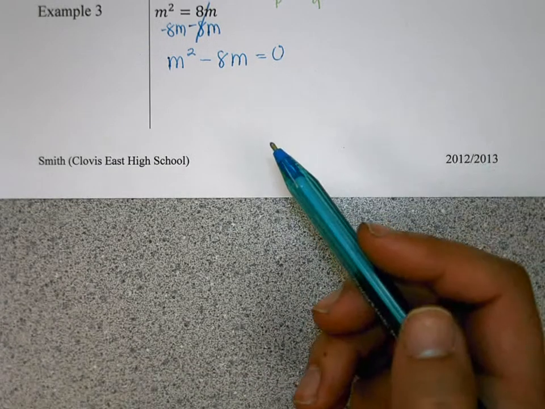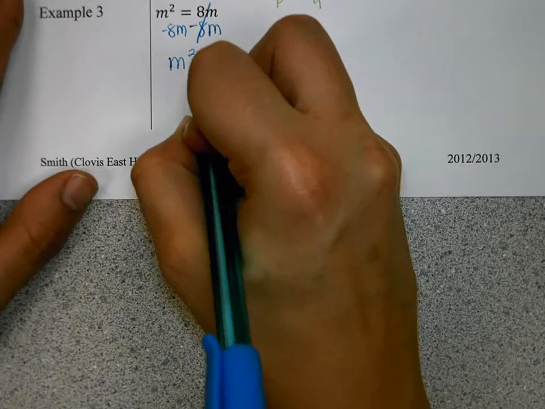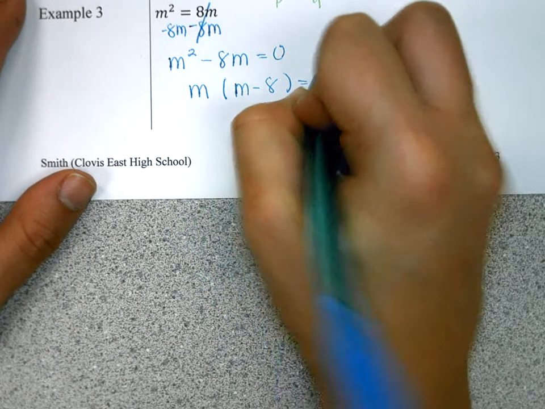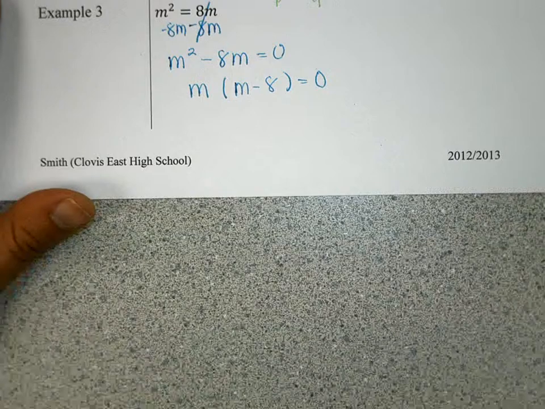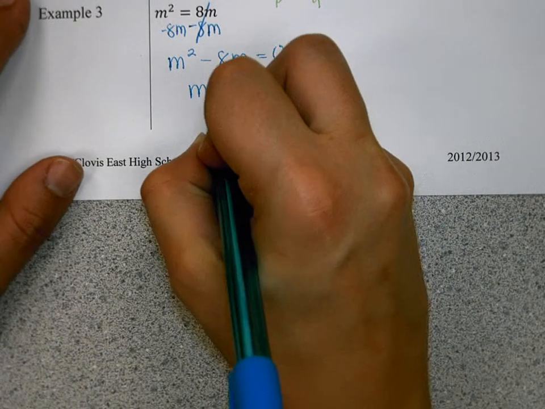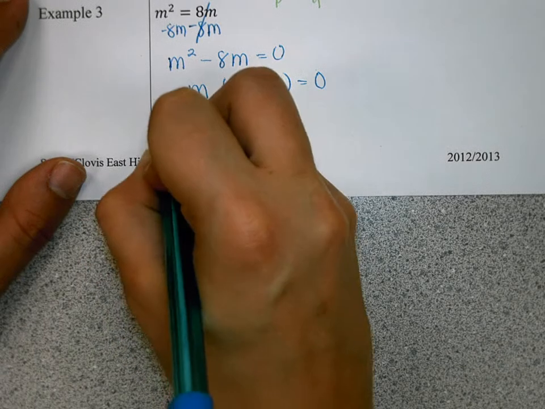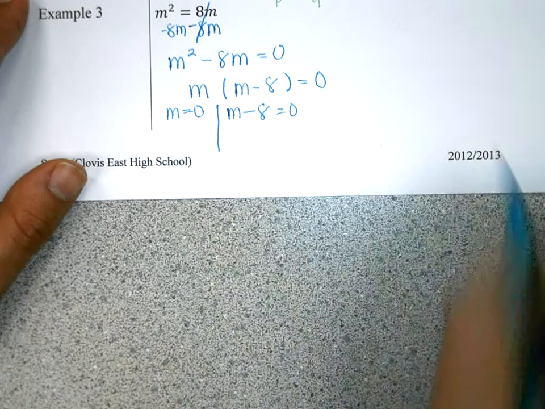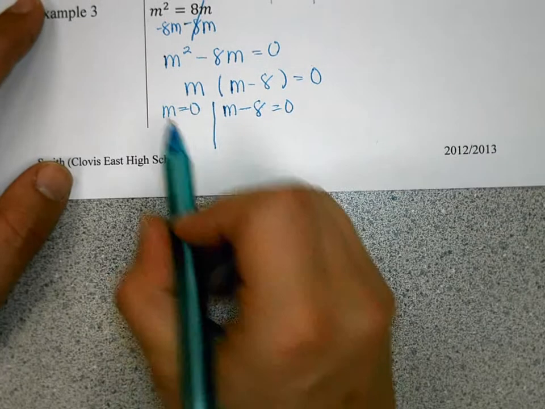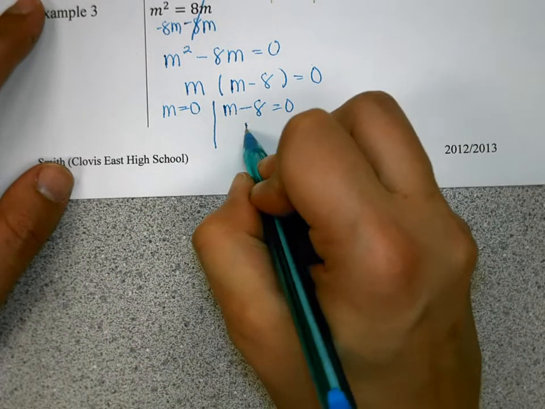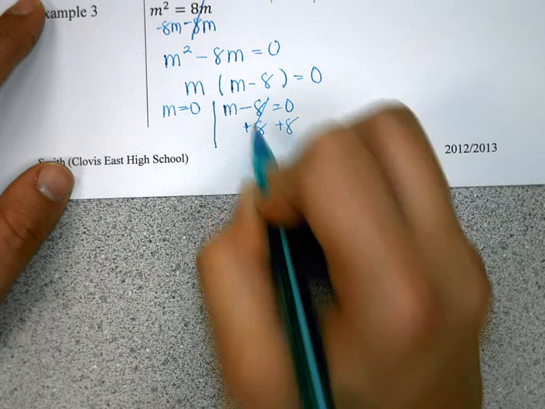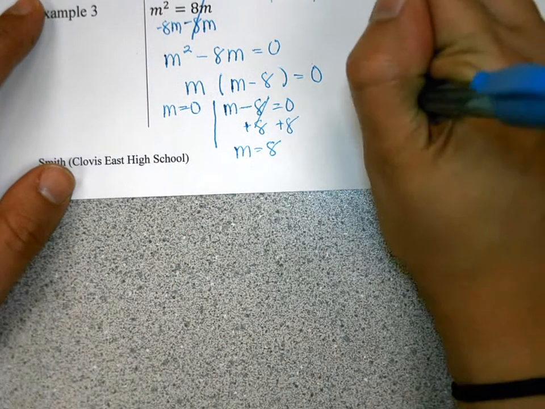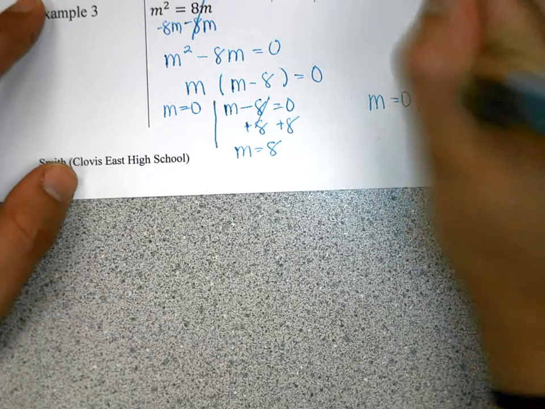Now I can factor that. This has a GCF of m, so that's m times m minus 8 equals 0. It looks like it's factored all of the way, so then I'm going to draw my line in between and set m equal to 0 and m minus 8 equal to 0. m equals 0, we're already done there, and m minus 8 equals 0 is pretty simple. We just add 8 to both sides, and I get m equals 8. So my two answers here are m equals 0 and 8.